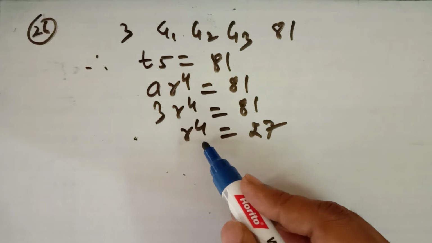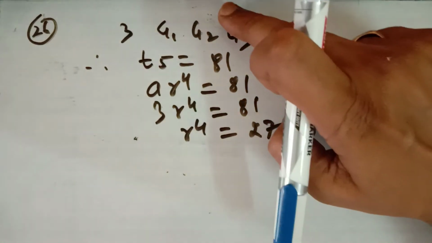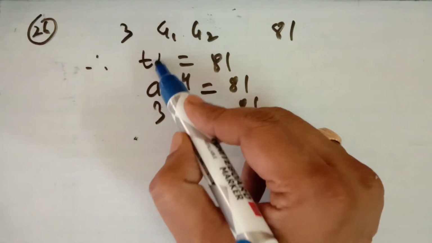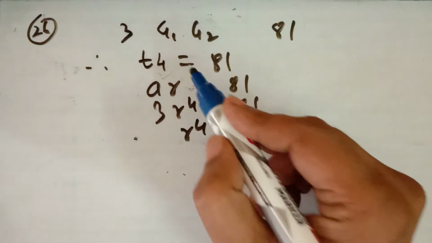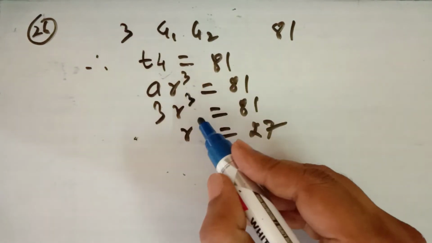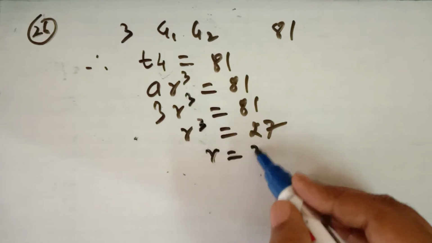Sorry, you have to insert only 2 terms. So it means 81 will be the fourth term, and A is 3. So R³ will be equal to 27, so R will be equal to 3, the cube root of 27.